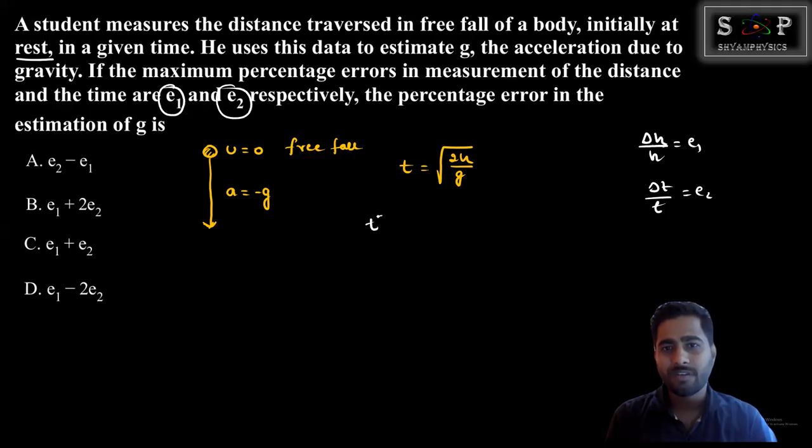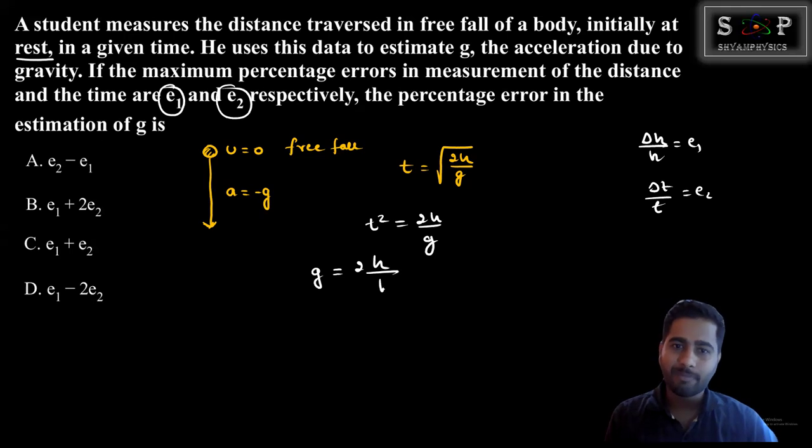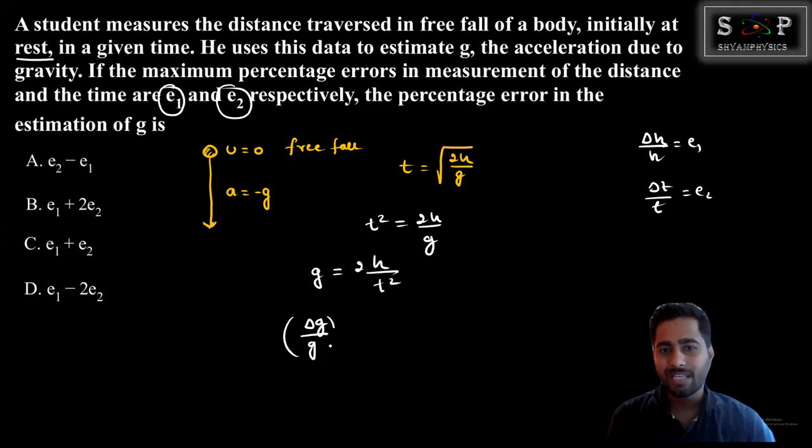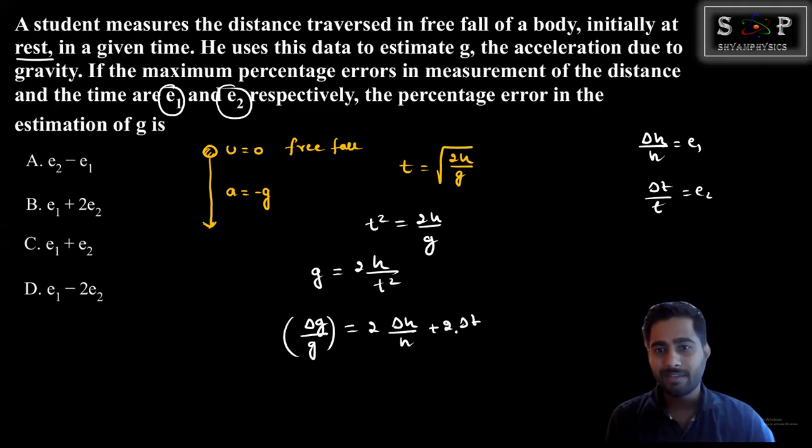First square this one: T squared is equal to 2h by g. For g, if I make a function, it will be 2, there is no percentage error in the 2, and h divided by t squared. I can write here delta g by g, this is what I actually need to calculate, equals 2 times... leave the 2, there is no problem... delta h by h plus t to the power 2. If it comes to the numerator, minus 2. Even though it is minus, we need to write plus because we are adding the error. For that reason, I can write 2 times delta t by t.